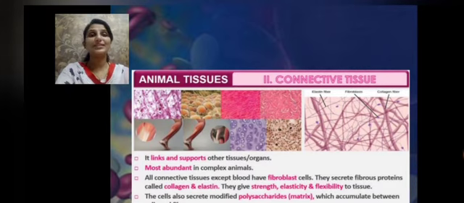They have specialized fibroblast cells which secrete fibers, namely elastin and collagen, and they also secrete matrix which fills the spaces between the cells and fibers. And the main function of the connective tissue is that it connects the different tissues and organs.